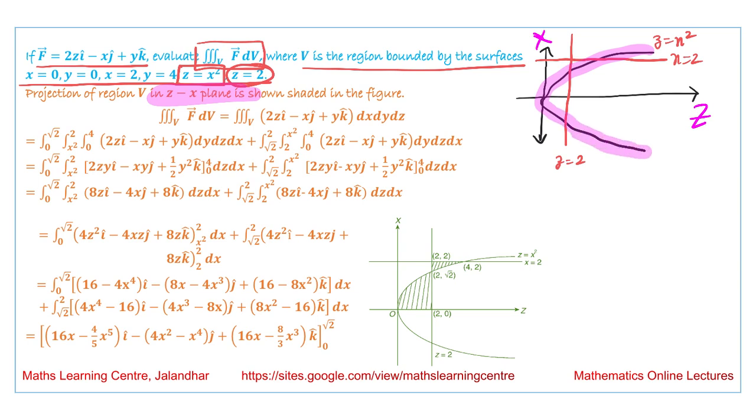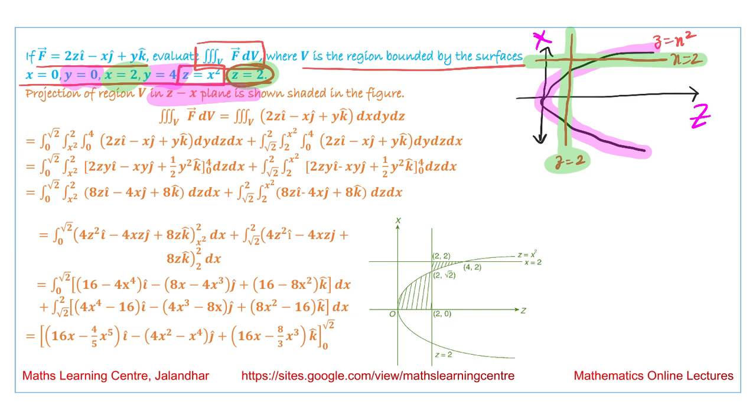xz plane, and this is varying towards the y direction from y is equal to 0 to y is equal to 4. This is varying outwards from y is equal to 0 to y is equal to 4. And then we have the lines over here. This is the line x is equal to 2, and this is the line z is equal to 2. So we are talking about this region.